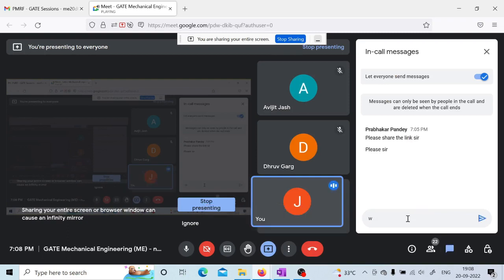Actually I will share this link when you will solve some of the numericals. I will share it shortly because you don't want to waste time.